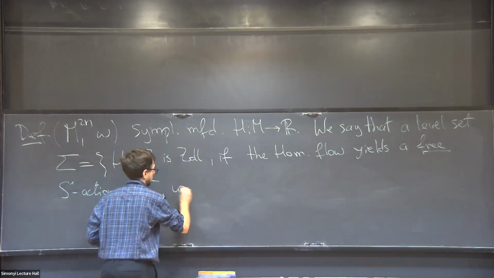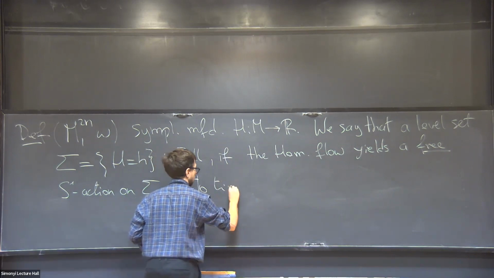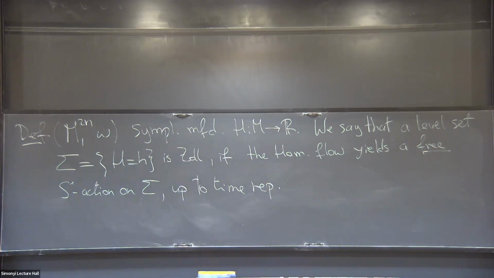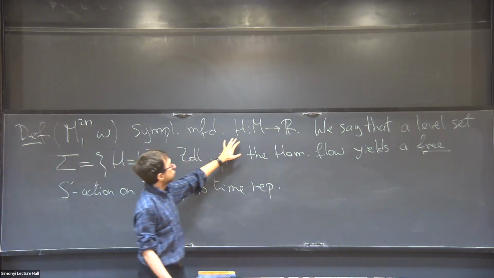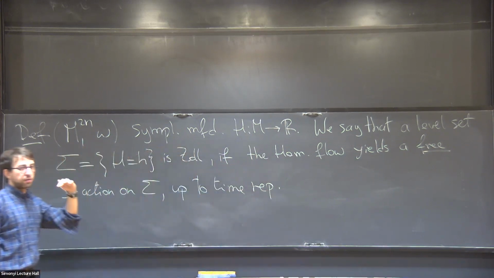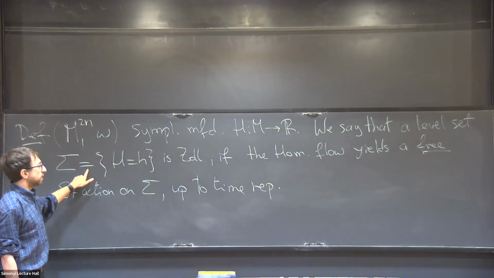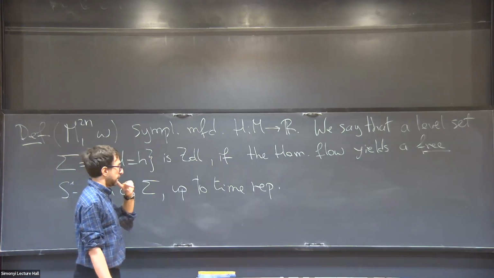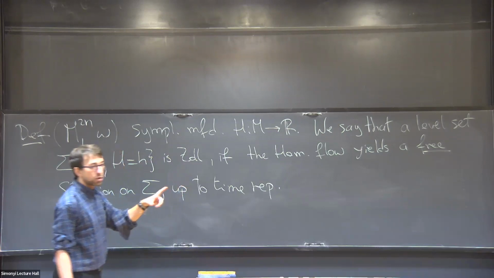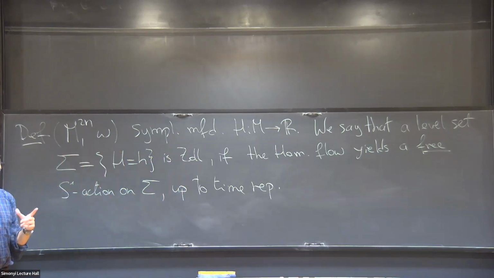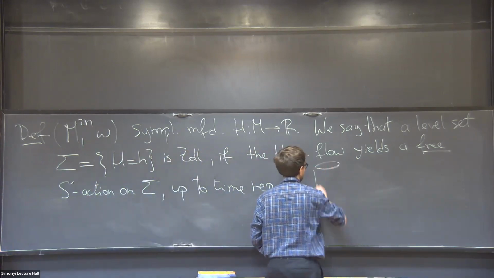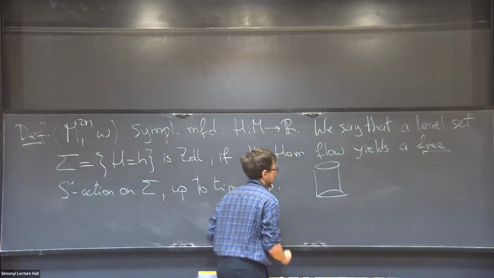Up to time reparameterization. Okay, so we are now looking at Hamiltonian flows which are autonomous, so that my function h does not depend on time, and I'm looking at energies for which all orbits are periodic in a quite stronger sense: the action of the Hamiltonian flow is actually a free S1 action. So all orbits are foliating and giving you the structure of an S1 bundle.